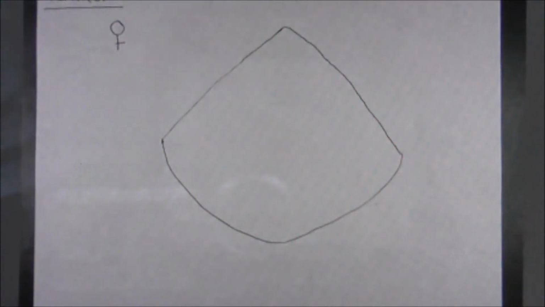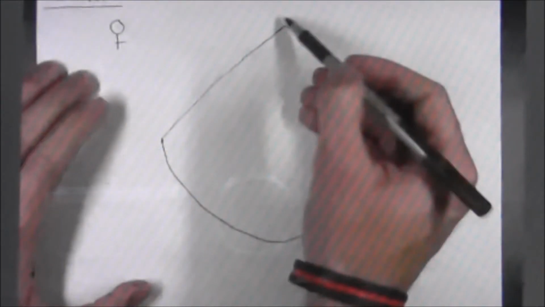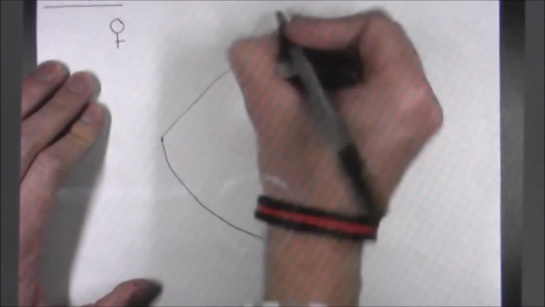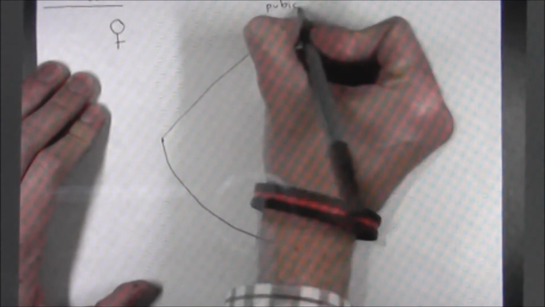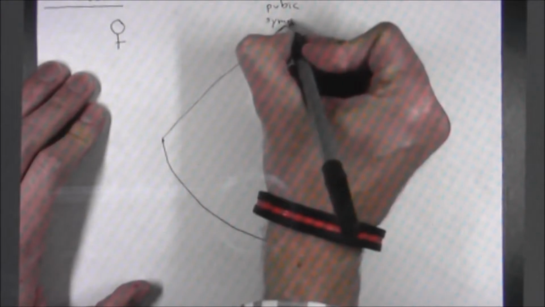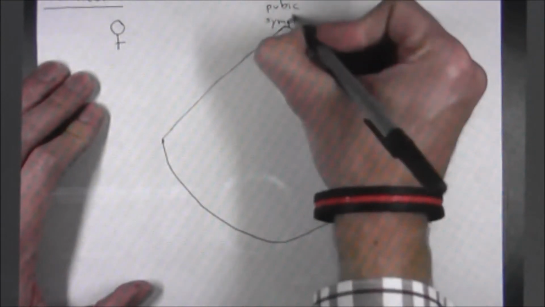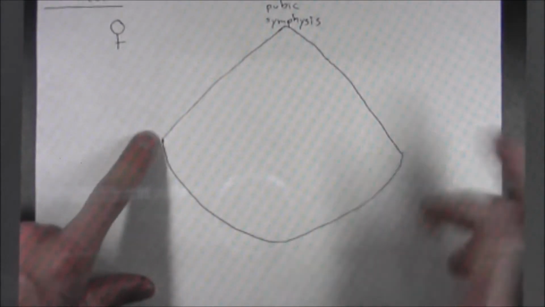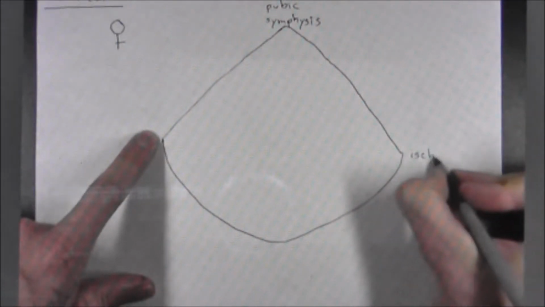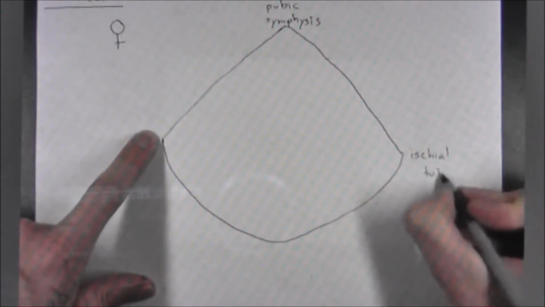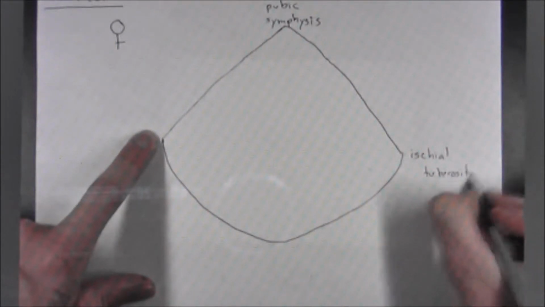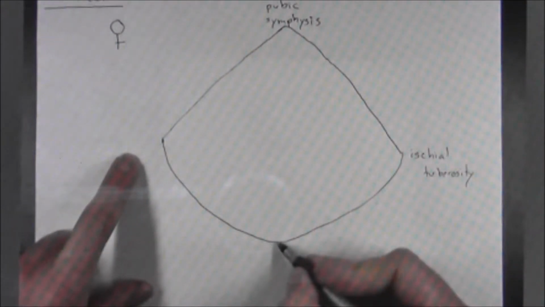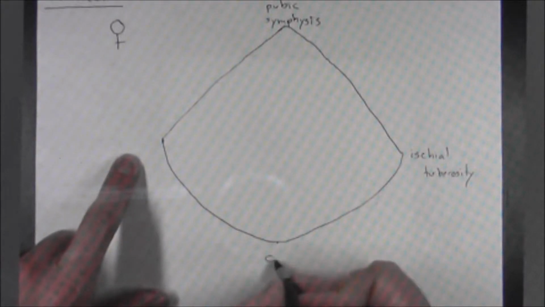And checking in to see if you remember what our borders are. So what is the anterior border of the perineum? Nice. Pubic symphysis. Laterally, what bony landmark will we find? Yep. Ischial tuberosity. And posteriorly, coccyx.